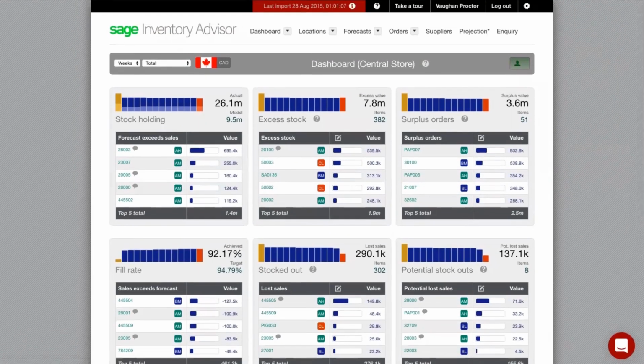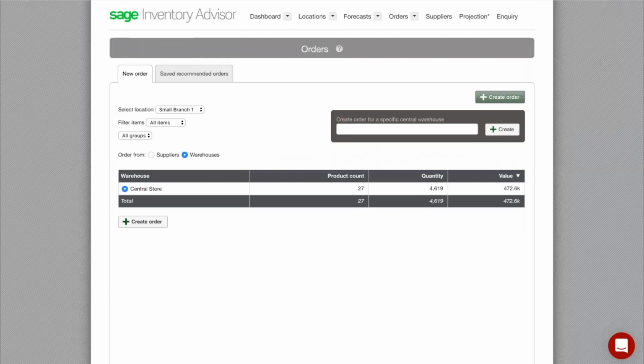It, as I said, integrates with most of the Sage, or all of the Sage ERP systems or financial systems, and then does the planning and forecasting for you and calculates optimal levels and produces optimal replenishment orders to make sure that you have the right amount of stock in the right place at the right time.